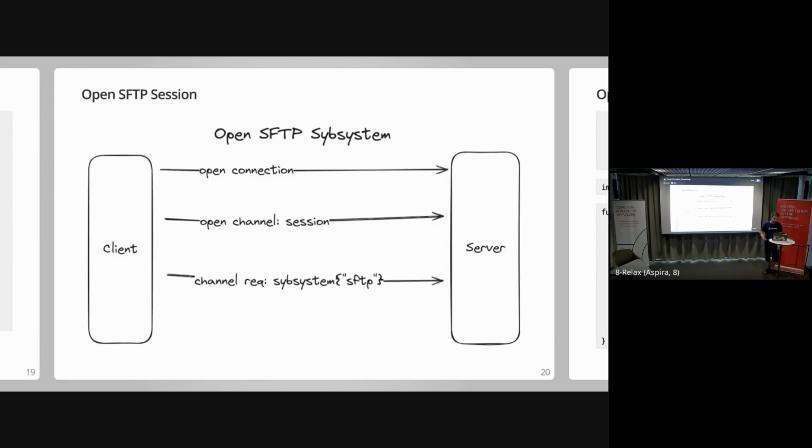SFTP is an inherent part of SSH. It's an extension implemented as a subsystem. The concept of subsystems was added in the second version of the SSH protocol to allow simple extensibility. The client sends a channel request for a subsystem instead of a shell, for example, with the value of the desired subsystem, in this case SFTP.